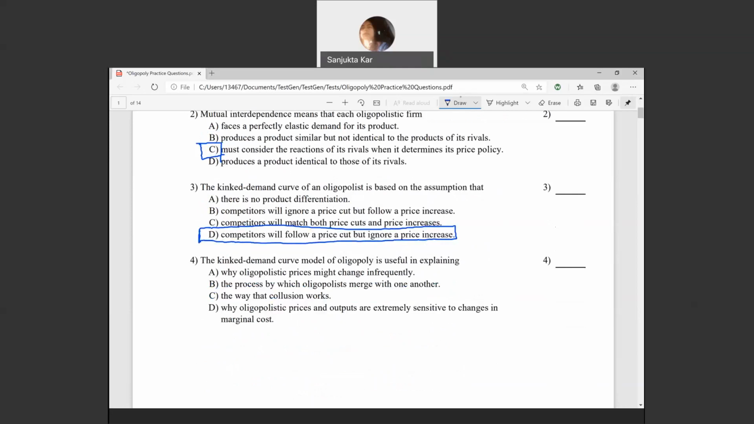Number four, the kinked demand curve of oligopoly is useful in explaining why, let me see here, it's going to be this one, why oligopolists' prices might change infrequently.